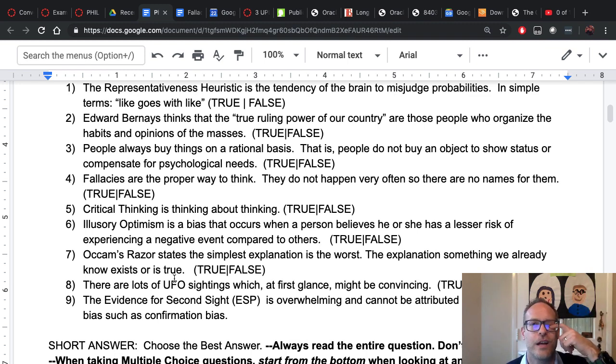That's absolutely illusory optimism. This kind of optimism that you can get all this stuff done. Number 7, Occam's razor states the simplest explanation is the worst.